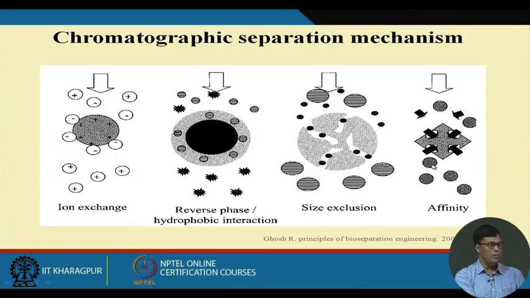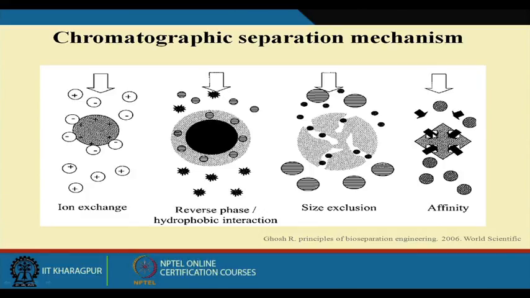Take affinity: suppose the sample contains two types of particles, but your packing material has affinity for only one of them, so the other particle will be separated out, and then you use some kind of eluate so that it detaches this one from the solid surface. You get the pure component in your liquid. Now, here you see this is size exclusion, where you have bigger particles and smaller particles. When the sample passes through this, smaller particles will be retained here, and bigger particles will go out. So you can separate bigger particles from smaller particles. Now, with reverse phase and hydrophobic interaction also we can easily separate out the particles one after another, and ion exchange also we can use for analysis.